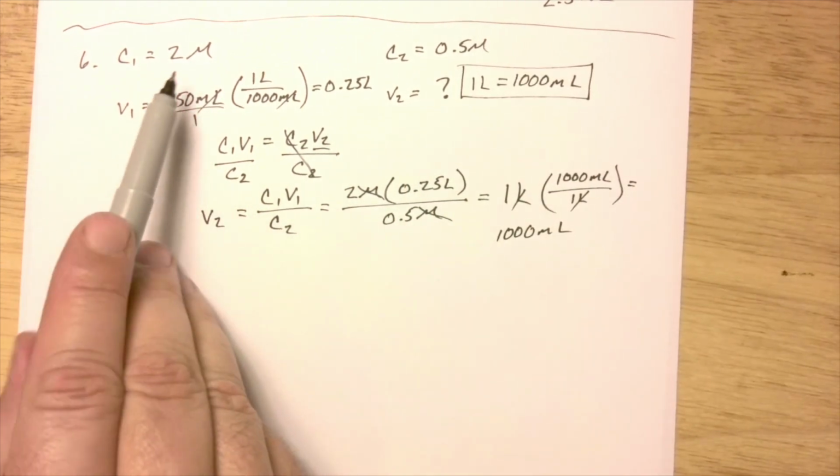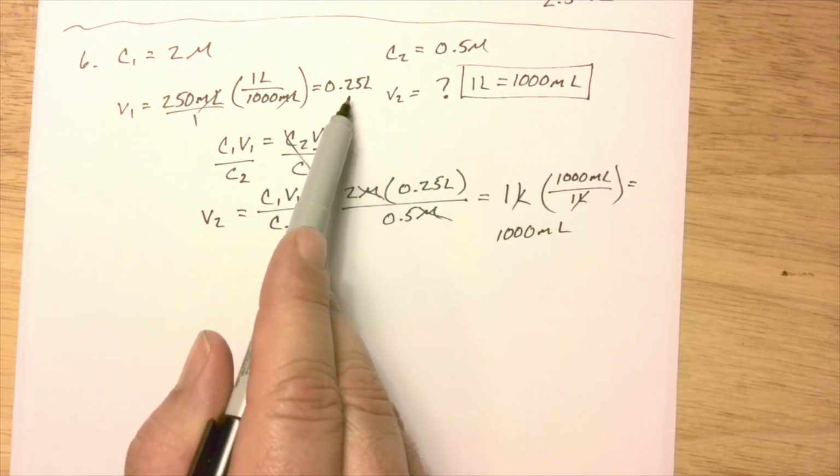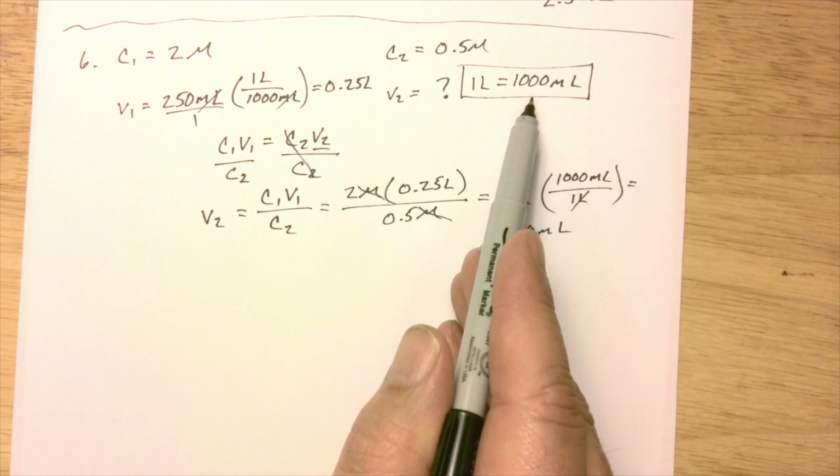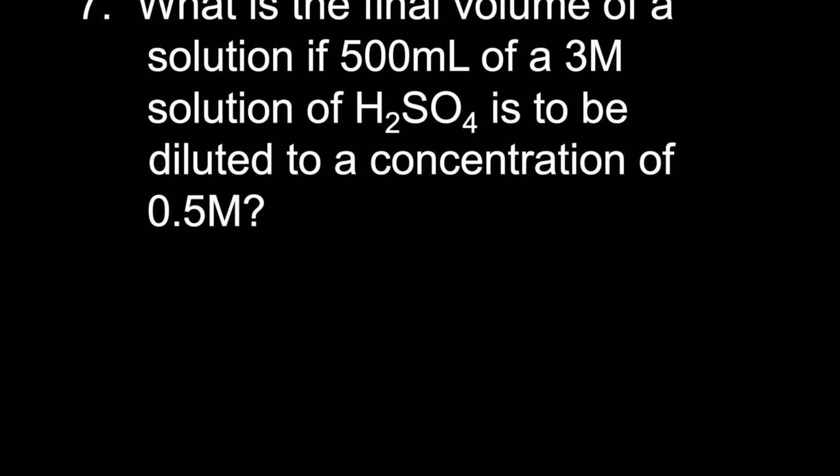So if you took a 2 molar solution and you measure out 250 milliliters and you brought the volume to 1,000 milliliters, you'll have a 0.5 molar concentration. Number 7. What is the final volume of a solution if 500 milliliters of a 3 molar solution of sulfuric acid is to be diluted to a concentration of 0.5 molar?